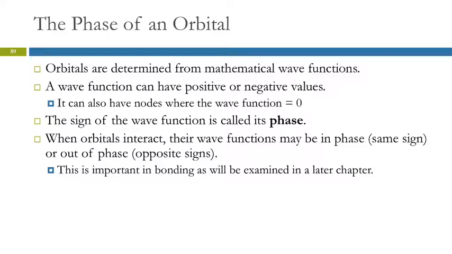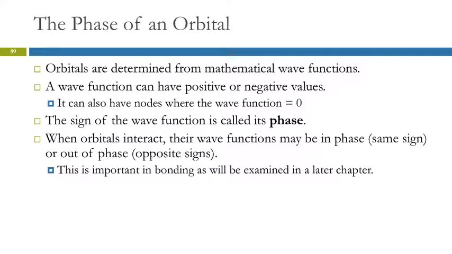Okay, phase of an orbital. So remember, orbitals are mathematical wave functions. So it's like an equation that describes how that string is moving. That's what a wave function is. The wave function can have negative or positive values, just like the string. When the string is above the midline, you could say it's positive. When it's below the midline, it's negative. So the sign of the wave function is called its phase.